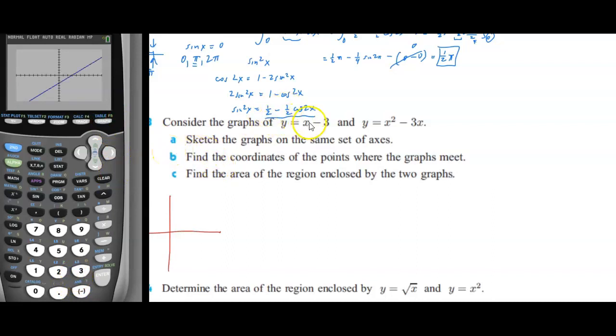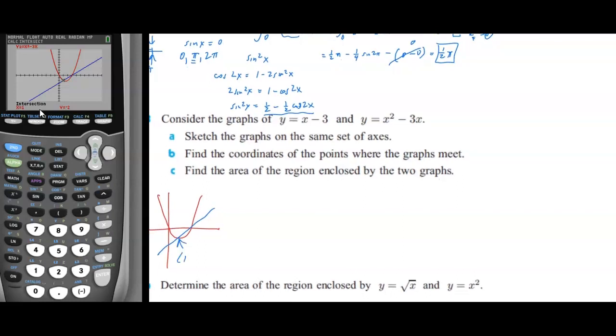Okay, find the coordinates where the graphs meet. How would you do this without the calculator? You would set x minus 3 equal to x squared minus 3x. You would put everything on one side. It would be equal to 0, and you would solve using quadratic formula or factoring or something. So this point is obviously 3, 0, but what's this point here? Second calc, intersect, enter, enter, enter. 1, negative 2. Okay, so one of the intersection points is 1, negative 2, and the other intersection point is 3, 0.